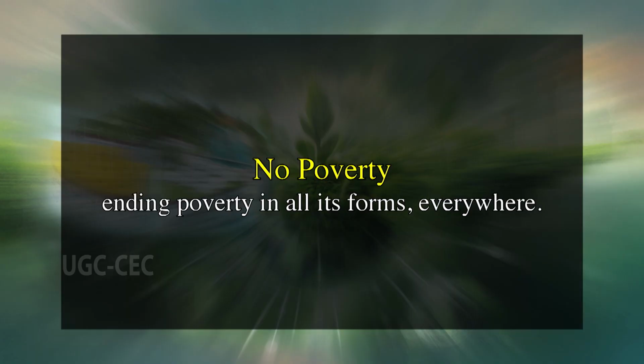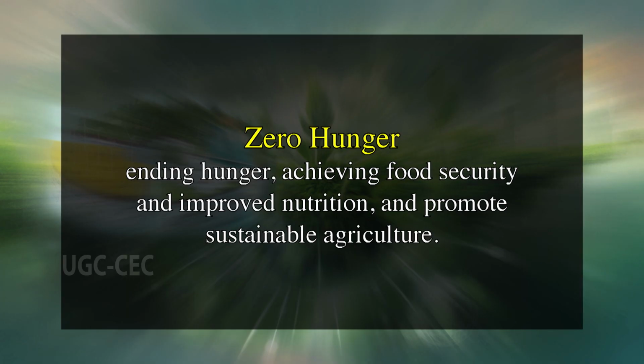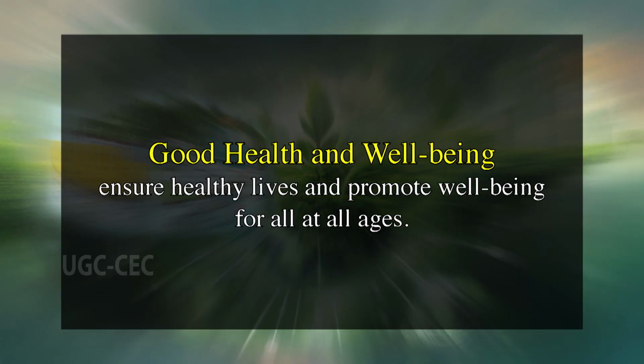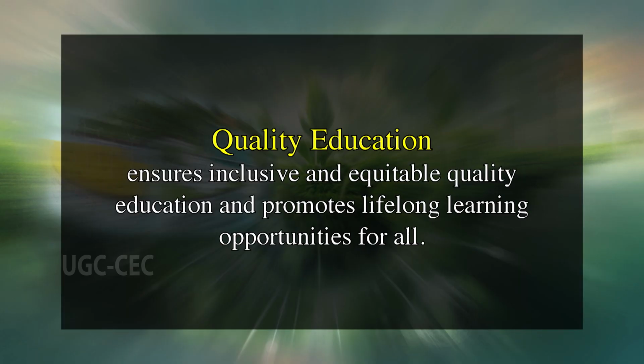So the first Sustainable Development Goal aims at no poverty, ending poverty in all its forms everywhere. Sustainable Development Goal 2, Zero Hunger, aims at ending hunger, achieving food security and improved nutrition, and promoting sustainable agriculture. Sustainable Development Goal 3, Good Health and Well-being, ensures healthy lives and promotes well-being for all at all ages. Sustainable Development Goal 4, Quality Education, ensures inclusive and equitable quality education and promotes lifelong learning opportunities for all.